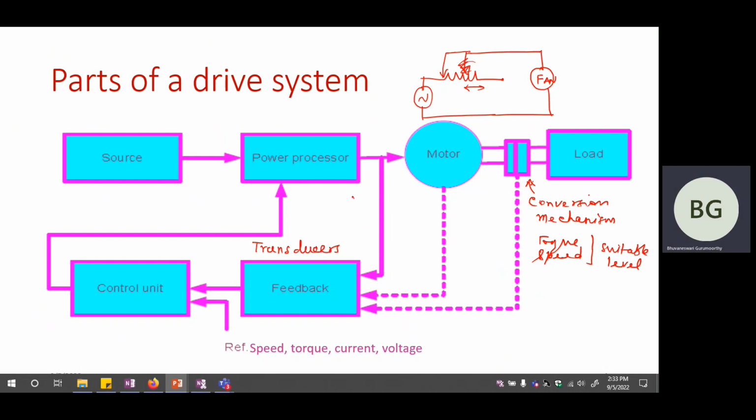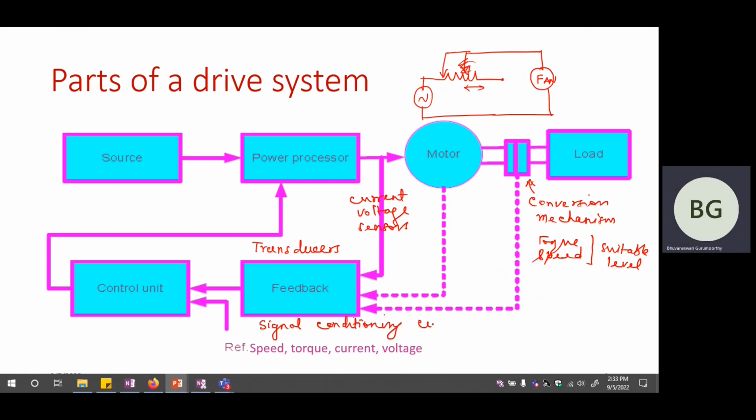Whereas here we may have current and voltage sensors, and transducers may be sitting here. Transducers essentially convert mechanical quantities into electrical quantities so that they can be directly passed on to the control unit. Another thing is the feedback mechanism might also have something called signal conditioning circuits.